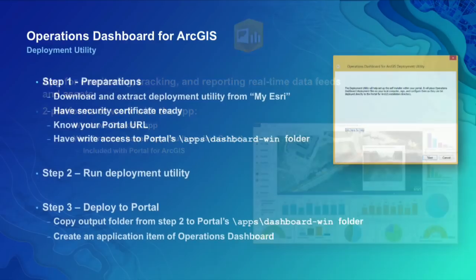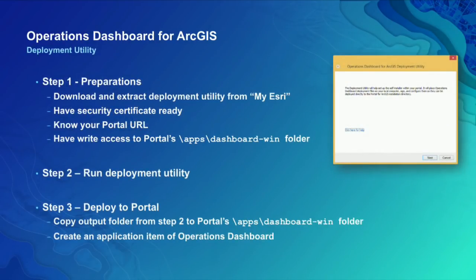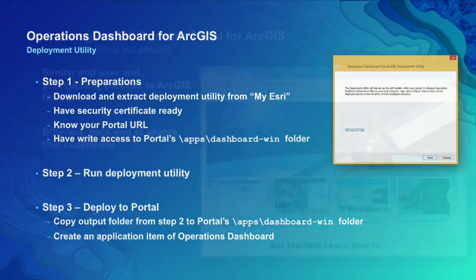However, if you're in a disconnected setting, you actually have to run what we call the Operations Dashboard deployment utility. In that case, it's just an installer that extracts the file and will make it available to be downloaded from your portal. Okay, so the steps for that are there and available, but be aware that if you're in a disconnected environment, this is something you have to do, but for those of you in a hybrid environment, there's a little less work involved.